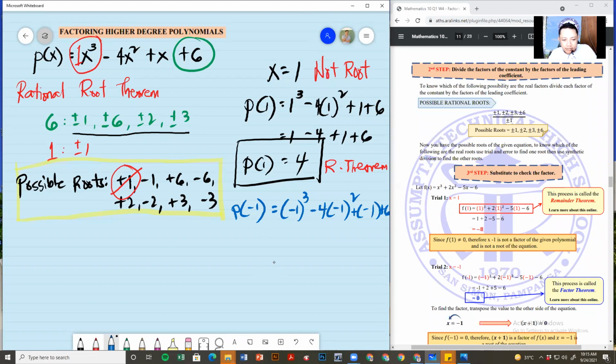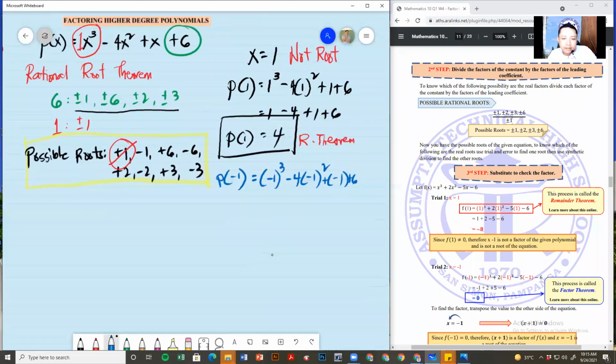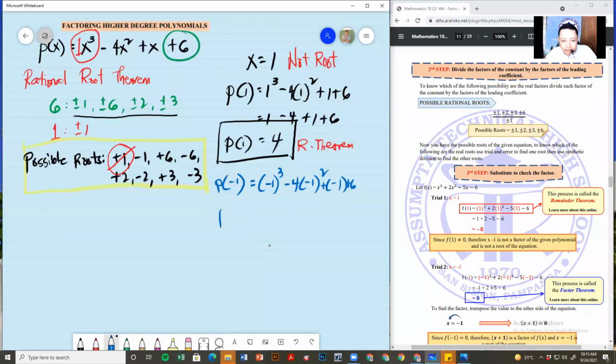Sige nga, solve this using your calculator. What's the answer for P of -1? Press this in the calculator. Remember ha, dahil may negative to, don't forget to put parentheses or else you will end up with the wrong answer. Sige nga, try it in your calculator. Two already sent 0, one sent 2. Verify your answers. Everybody must try. Get your calculators.